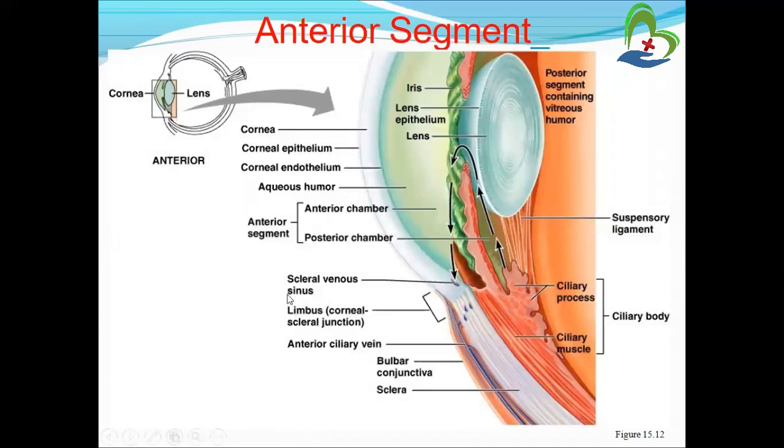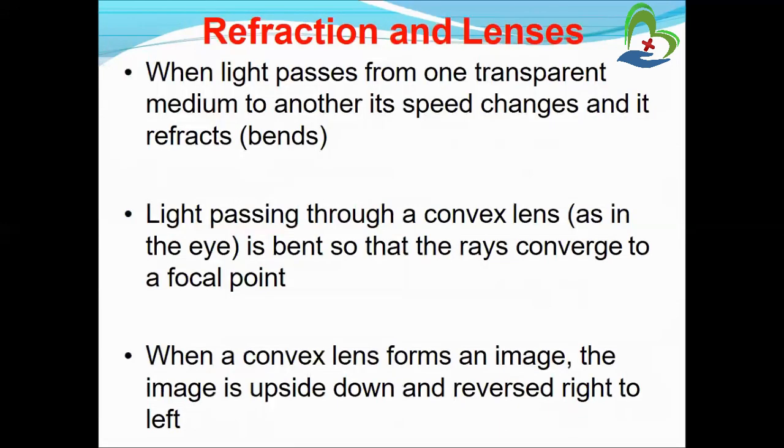In the figure also it is situated. This is the part of the cornea. This is the whole lens and the anterior side. So cornea, epithelium, endothelium and aqueous humor will be found here, and on the posterior side vitreous humor is located. So these are the two types of fluid, situated separately on the anterior and posterior sides.